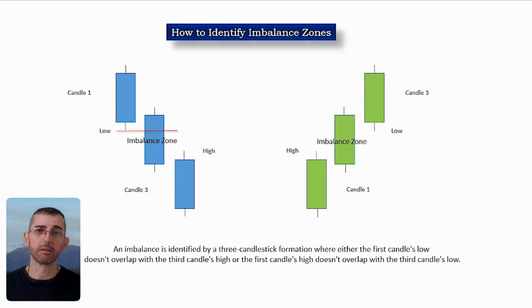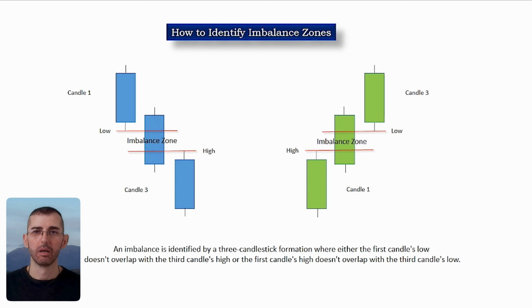If you are new to day trading, an imbalance is basically recognized through a 3 candlestick sequence where the low of the first candle does not overlap with the high of the third candle or vice versa. This non-overlapping pattern designates these areas as imbalance zones, which are also called inefficiency areas.